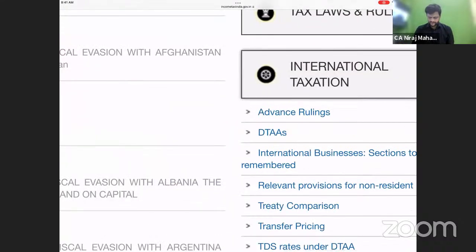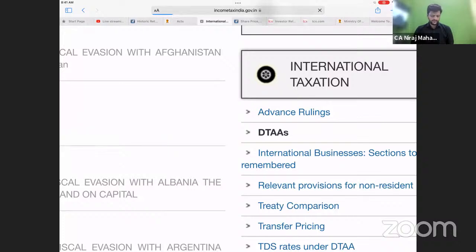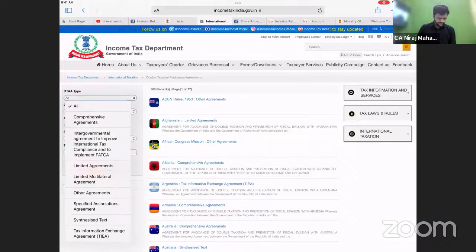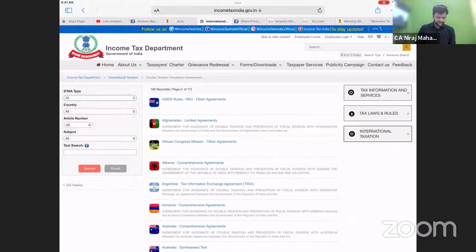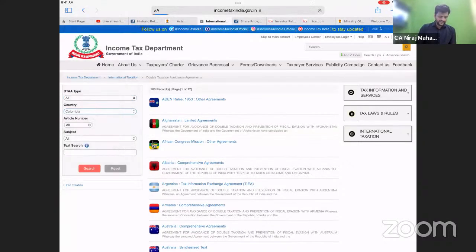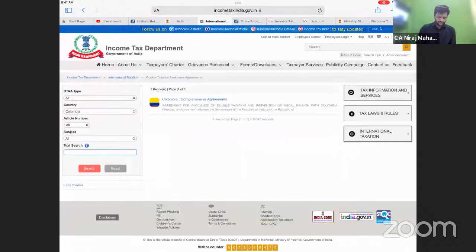DTAA. Clear? All of them, and check. We have different types of agreements, whichever country you want. Let us say India and China, for example, or India and Colombia, right?